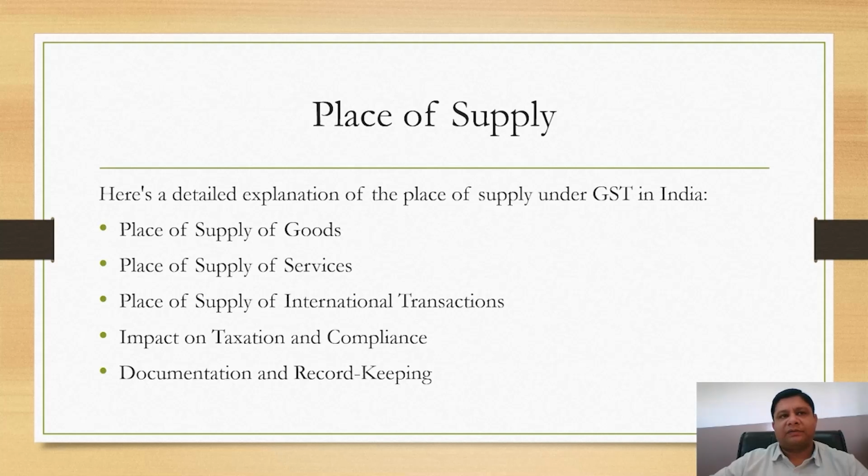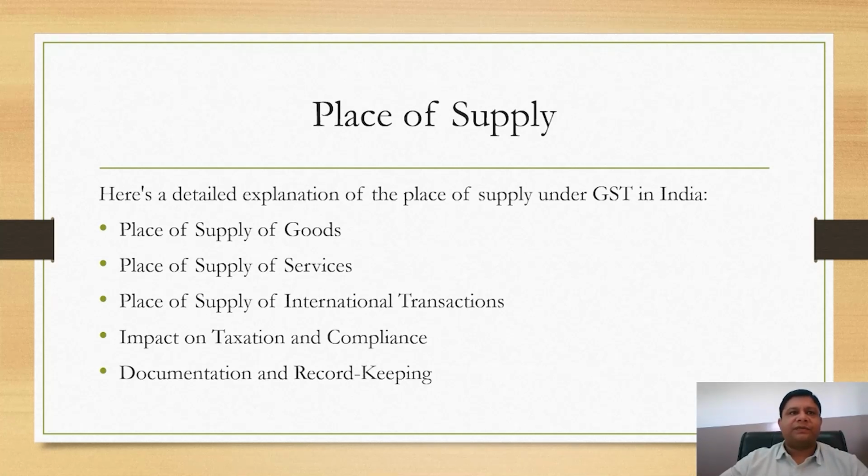First, place of supply of goods. For goods, the place of supply is determined based on various scenarios specified under the CGST Act 2017. Some key provisions include intra-state supply. If the location of the supplier and the place of supply are in the same state or union territory, it is considered an intra-state supply. In case of interstate supply, if the location of the supplier and the place of supply are in different states or UT, meaning union territory, it is considered an interstate supply.